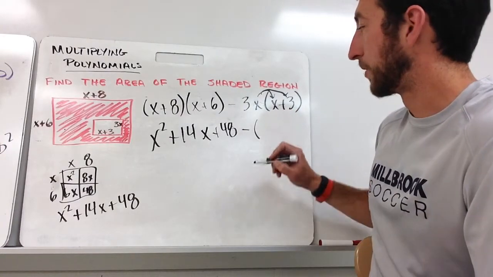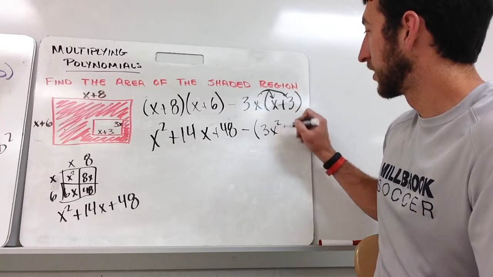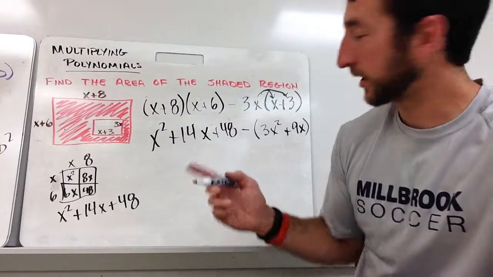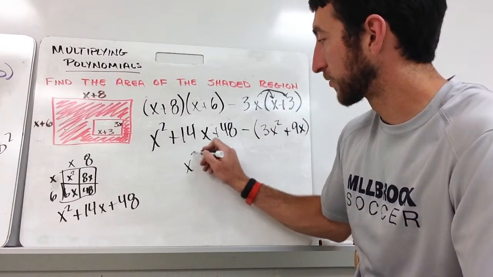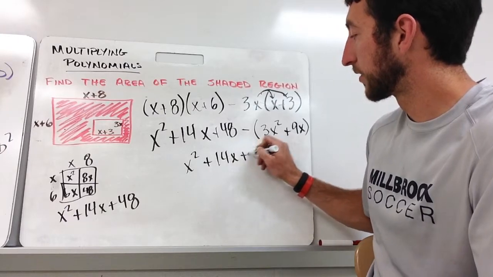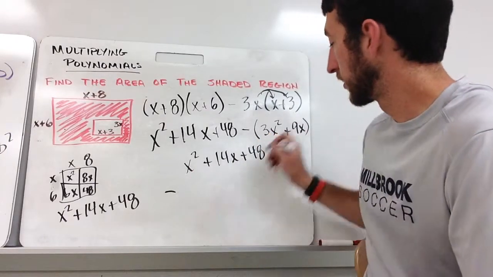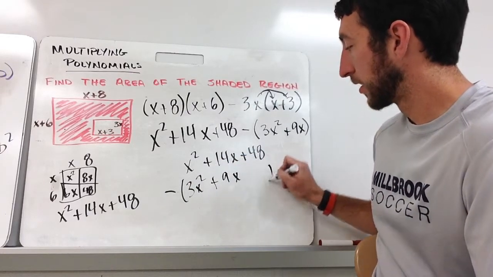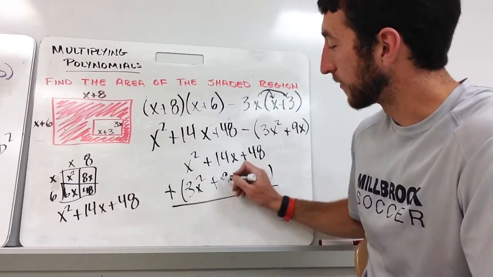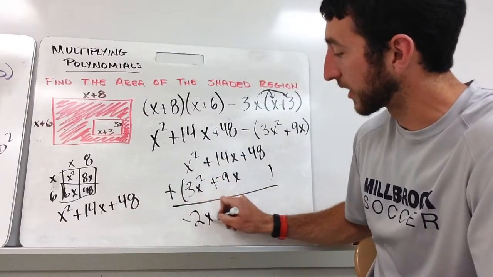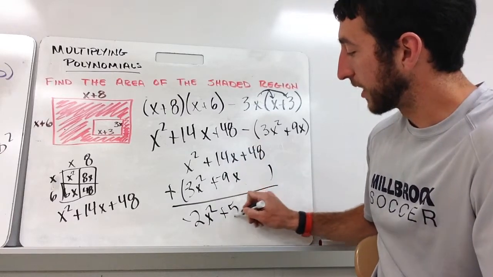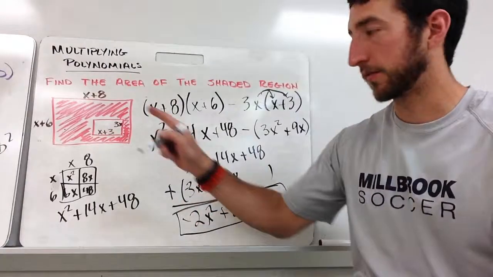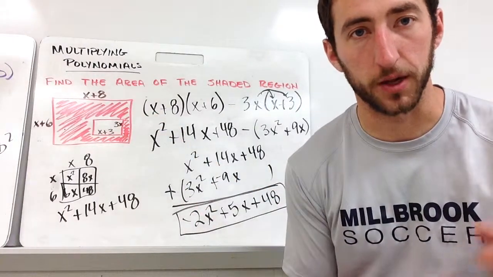So I got minus, I'm going to put my parentheses here, 3x squared plus 9x. Remember, I'm subtracting, so I'm going to line them up vertically, keep these inside, and distribute that negative. So x squared plus 14x plus 48 minus, I got my 3x squared plus 9x. Close my parentheses, distribute that negative throughout, subtract, so I got negative 2x squared plus 5x plus 48. And that is the area of that shaded region. And that is multiplying polynomials.